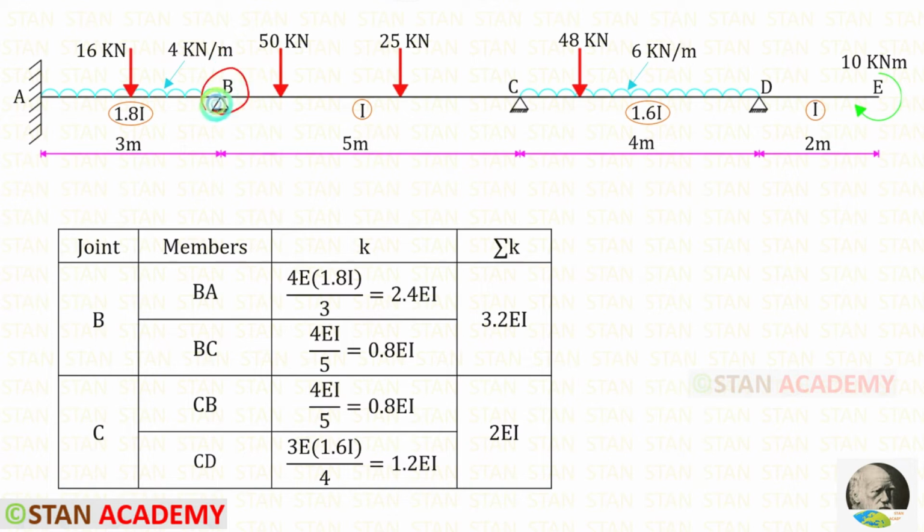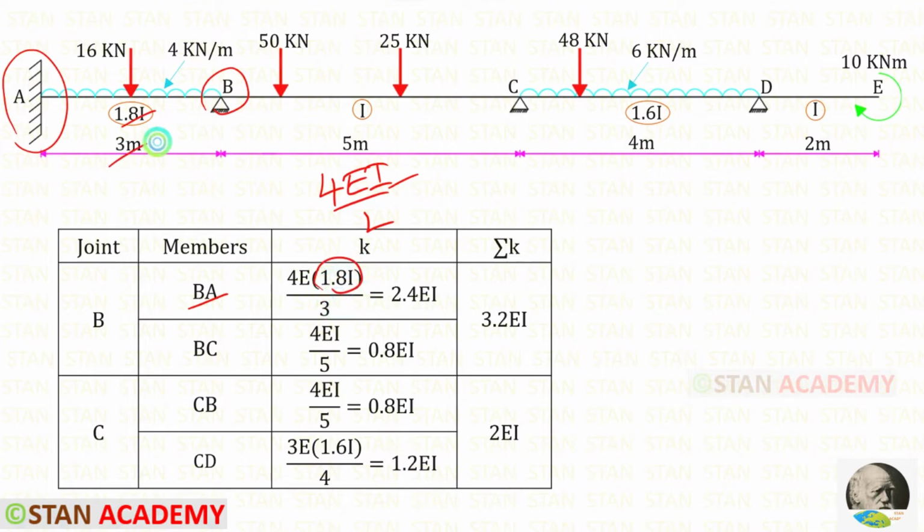In the joint B, first let us find the stiffness for BA. For that, from the joint B, we have to look at the point A. In the point A, there is a fixed support. If the far end is fixed, the formula is 4EI upon L. For BA, the moment of inertia is 1.8I. So instead of I, we have to apply 1.8I.